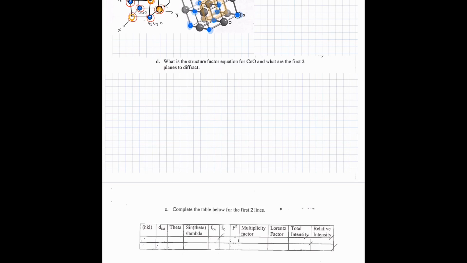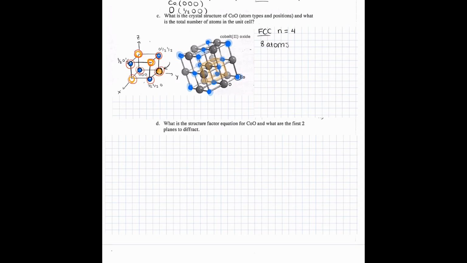All right, what is the structure factor equation for cobalt oxide, and what are the first 2 planes that diffract? Okay, so we know it's FCC, so we have essentially an idea of what's going to diffract, and that's going to be the 111, the 200, and all of the other ones that are either all even or all odd. So let's just go ahead and make sure we have our structure factor calculation right.